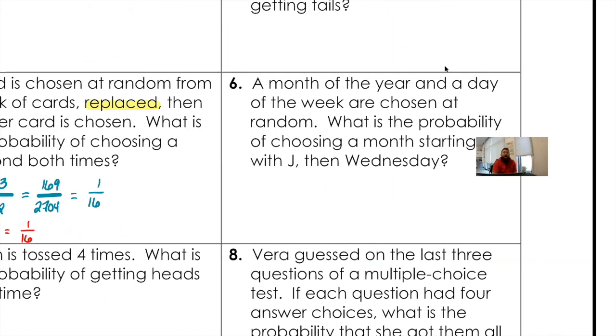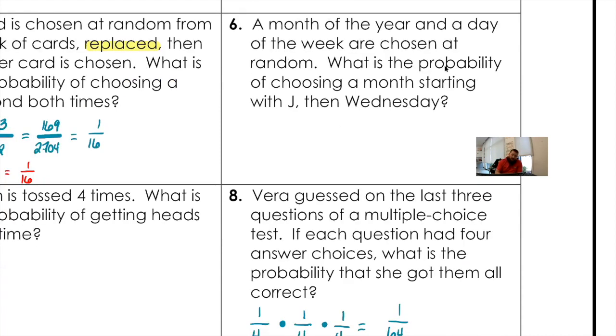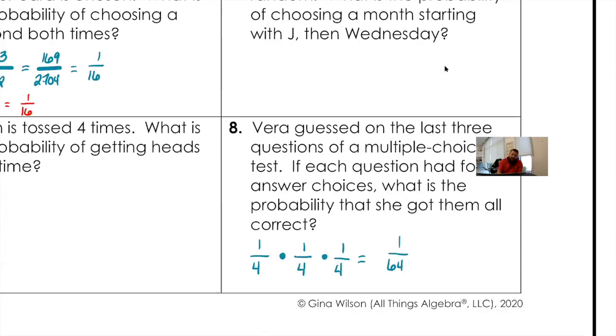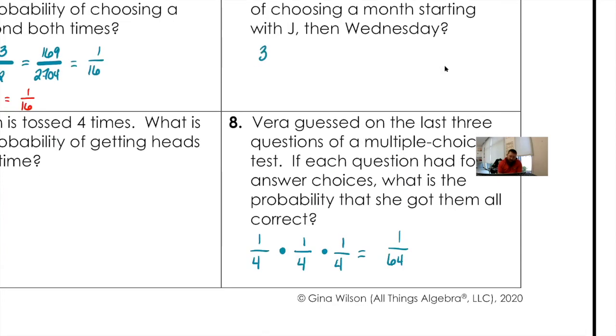All right. A month of the year and a day of the week are chosen at random. Well, there's 12 months and 7 days, right? What is the probability that we choose a month that starts with J, so January, June, July, and Wednesday? So there are 3 months that start with the letter J. So that's 3 out of 12. And then we're going to multiply that by 1 out of 7, because there's only one Wednesday.